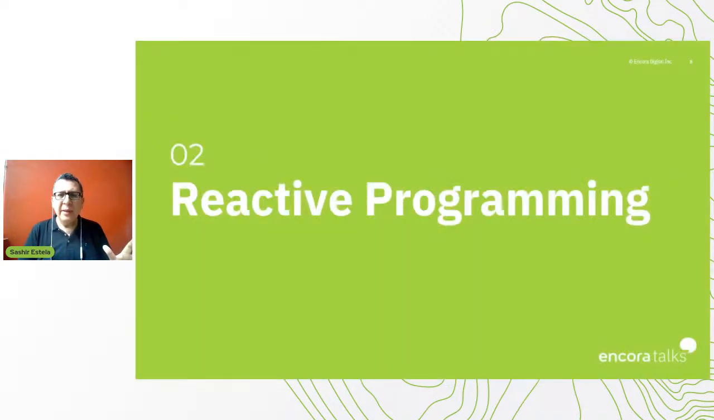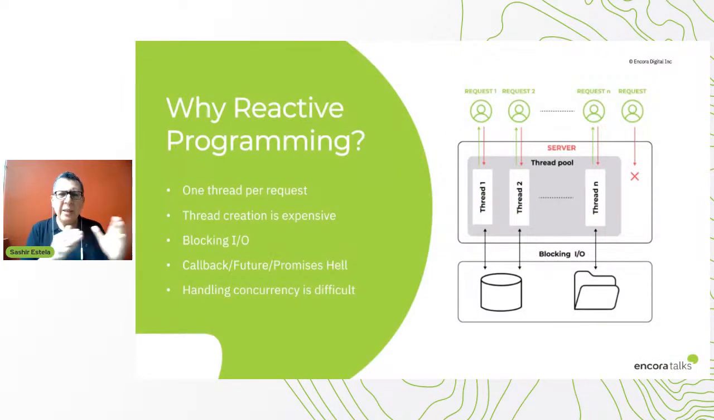Now let's talk about reactive programming. We were talking about reactive systems previously. A reactive system's core is a group of applications. But what about the inside of the application? The application has its own challenges, and for that reason reactive programming was born. So what are those challenges in the application?